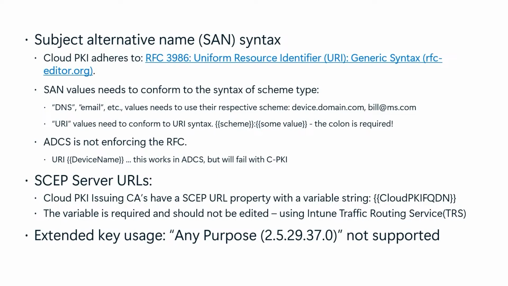So a few things. The first thing is the subject alternative name property, right? So Cloud PKI adheres to this RFC that I've mapped out right there for Uniform Resource Identifiers, RFC 3986, okay? Essentially, we require when you specify a URI or any property type within the SAN, like DNS or email address, that it has to adhere to the proper syntax for that SAN type, right? And in particular, URI requires a scheme followed by a colon with some value. If you don't have that colon in particular for URI, you will fail the issuing of the certificates, or the certificate will error out and you will not get issued to the device.